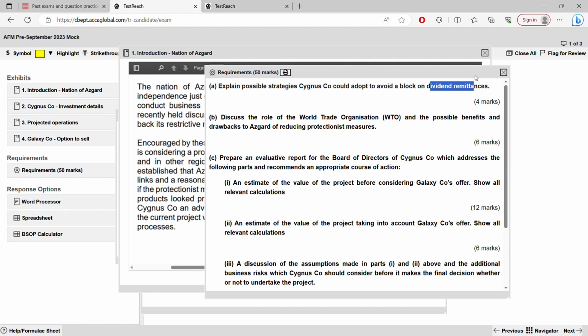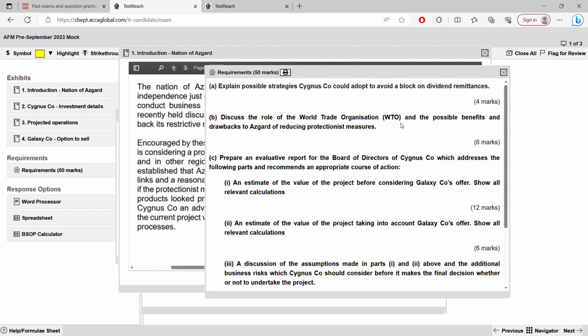Other thing they could ask is ethical questions, but in this question, they have not asked. Otherwise, they ask. So, for example, if your case study has mentioned reverse takeover, they will ask a question on reverse takeover theory part straight away. If they have mentioned, let's say, Islamic finance, they will ask that question in the requirement. This is how you know straight away. So one is dividend remittance, one is WTO.